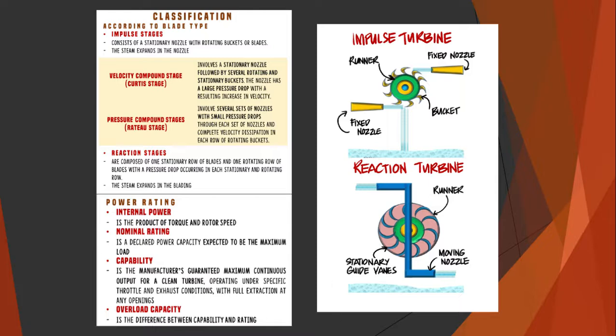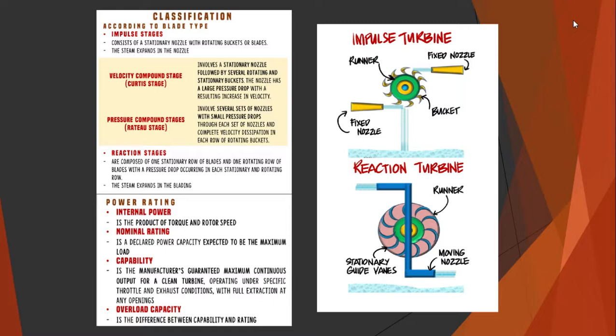So, sabi dito, according to steam action, yung steam turbines are mainly classified into two types. Ito ay impulse turbine at reaction stages. So dito sa impulse turbine ay consist of a stationary nozzle with rotating buckets or blades.